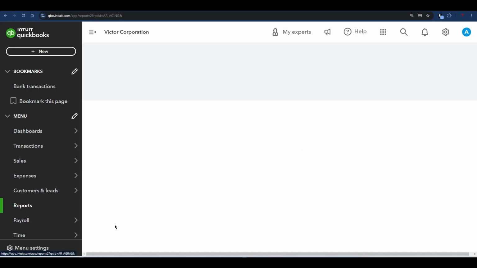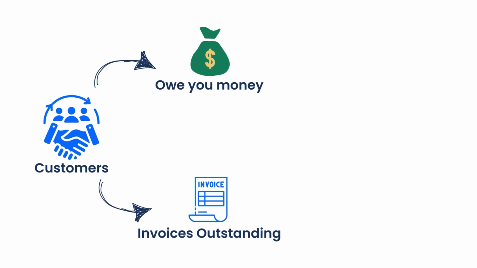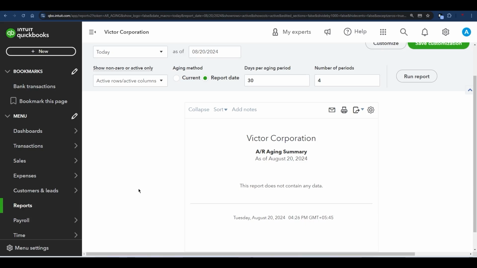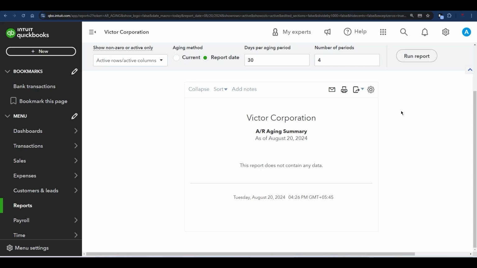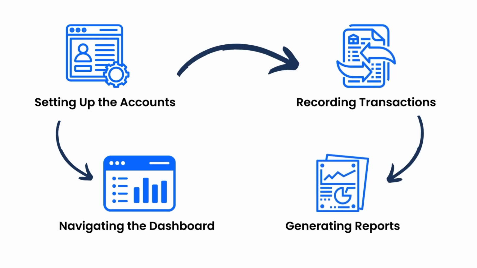The Accounts Receivable Aging Report lets you see which customers owe you money and how long their invoices have been outstanding. This report is a valuable tool for managing your cash flow and ensuring that you receive payments on time. To access these reports, just click on the Reports tab in the left-hand menu. That's how to get started with QuickBooks Online. We've covered everything from setting up your account to navigating the dashboard, recording transactions, and generating reports.